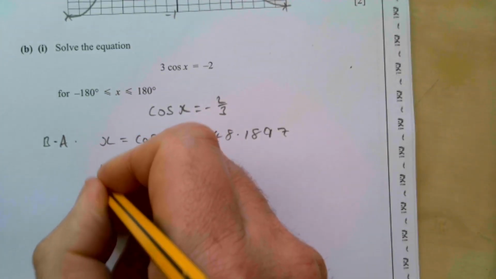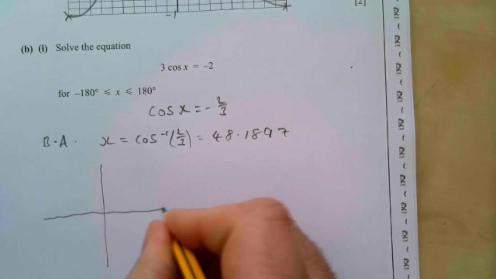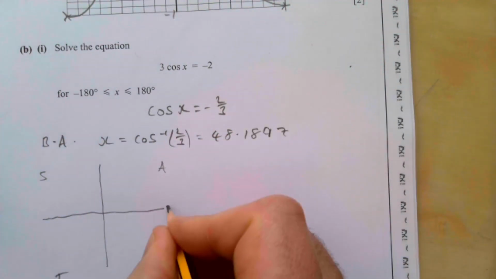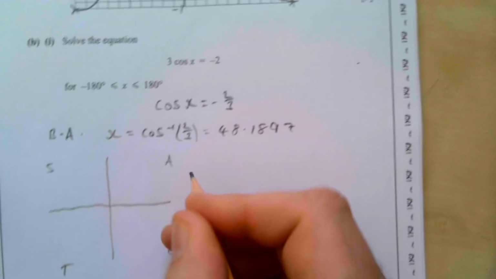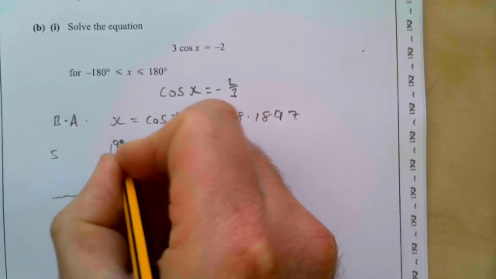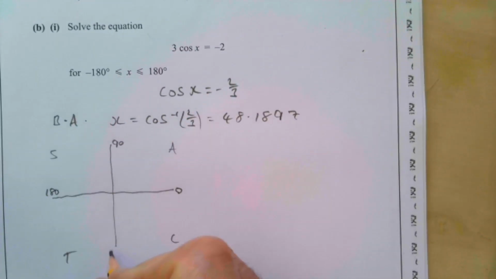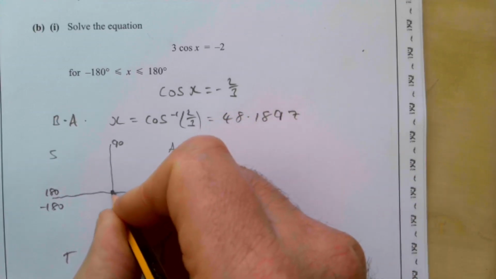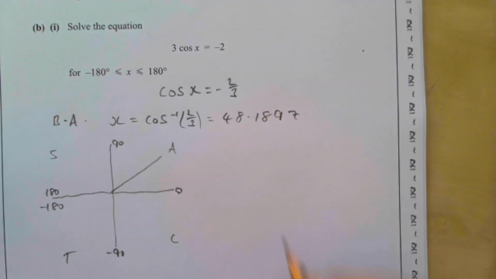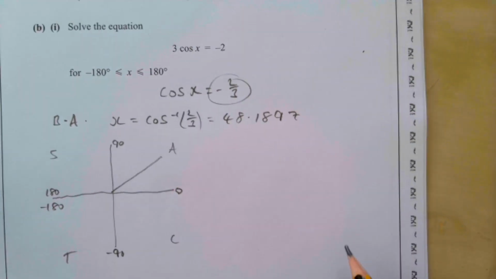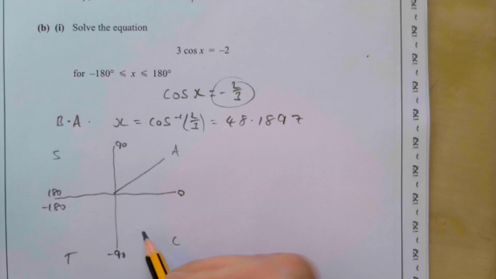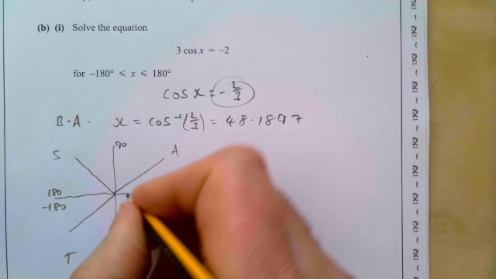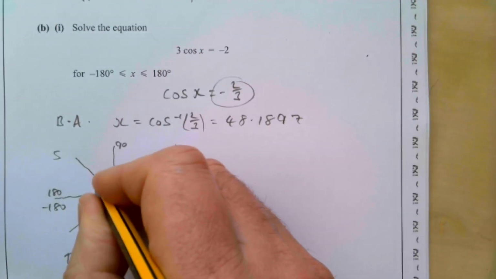And now I'm going to do my cast diagram. Again, people do it different ways. It's okay, that's C, that's A, that's S, that's T. Because we're between -180 and 180, I'm going to go 0, 90, 180, and then 0, -90, -180, and my basic angle then appears here. Now I want where cos is negative. Cos is positive in this quadrant and this quadrant, so I actually want this one here, and I want this one here. So I need to find this angle here.